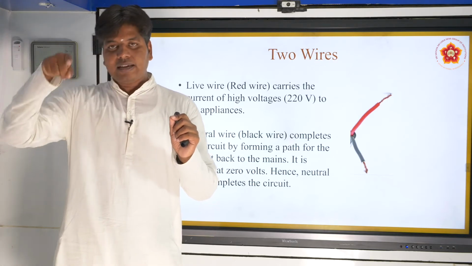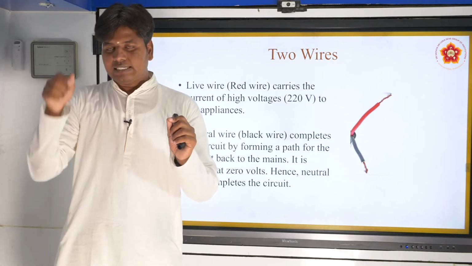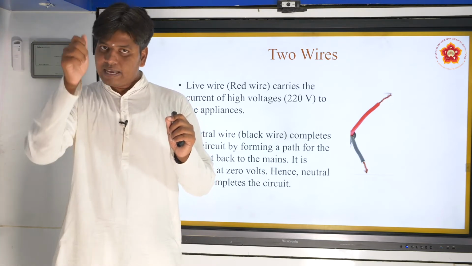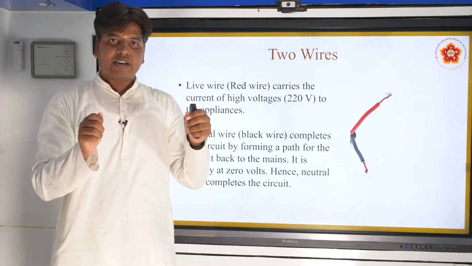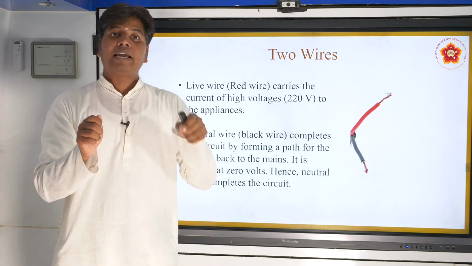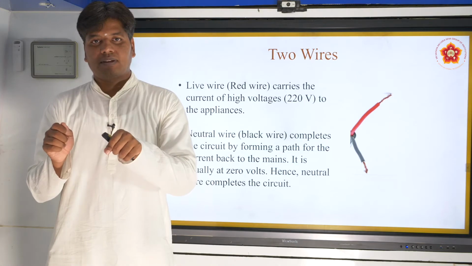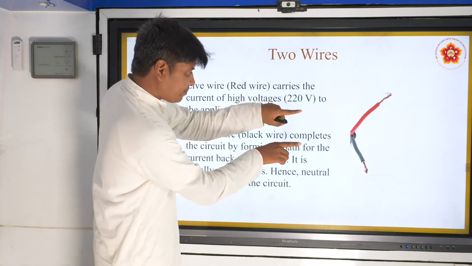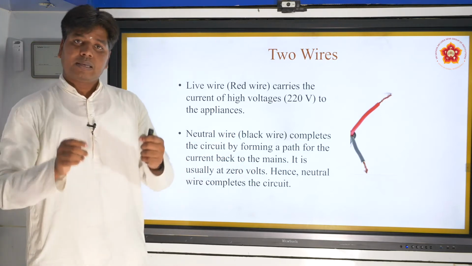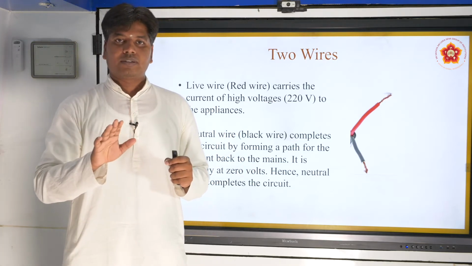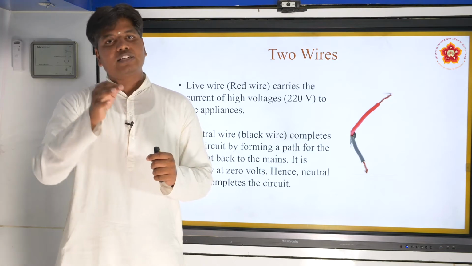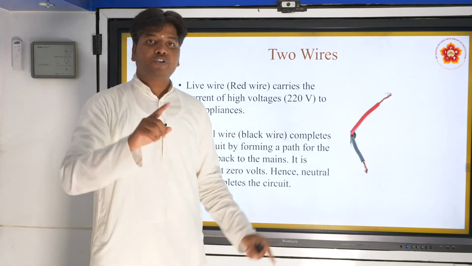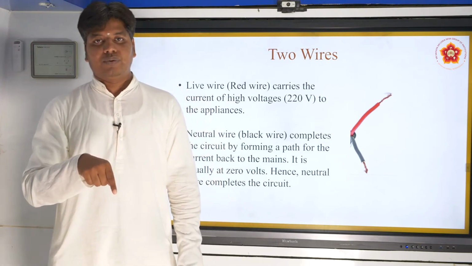Now, when the current direction is reversing, does it become 220 volts? No, it does not become 220 volts. It remains 0, but this live wire goes down to a potential of minus 220 volts. So in turn, the potential difference between the live wire and neutral wire stays constant at 220 volts. The neutral wire is always at 0 volts, and this live wire fluctuates between 220 volts and minus 220 volts.